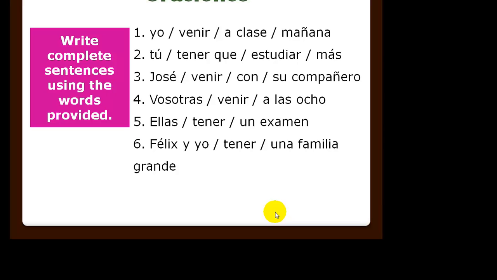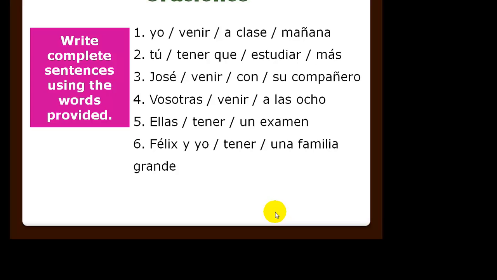Número dos, tú tienes que estudiar más. Okay, as a sentence it would sound like tú tienes que estudiar más. You have to study more. Tres, José viene con su compañero. So venir changes to viene, V-I-E-N-E. José is coming with his friend or his partner.